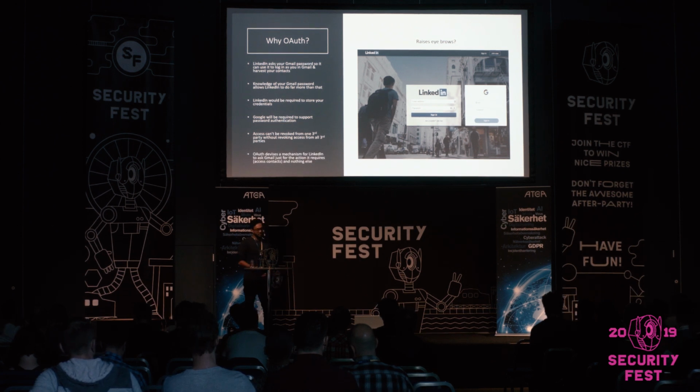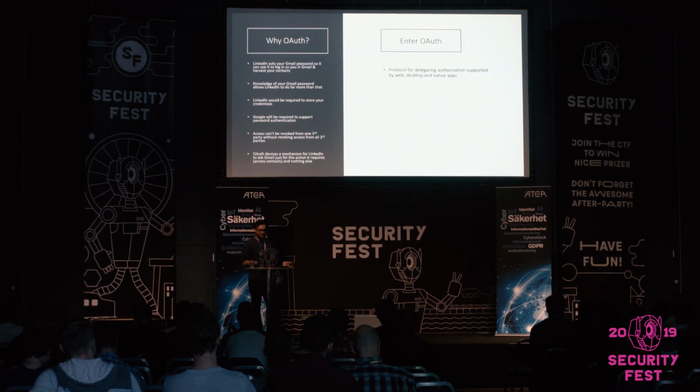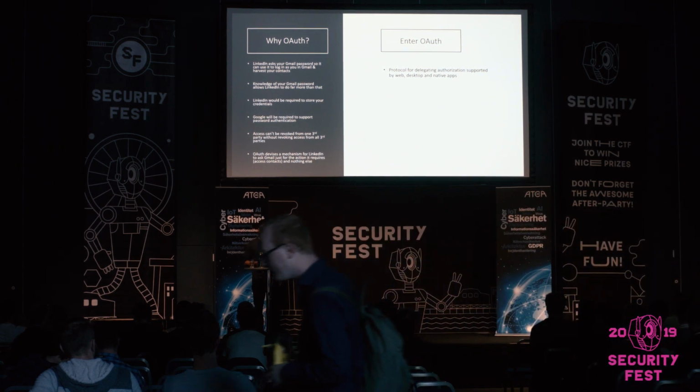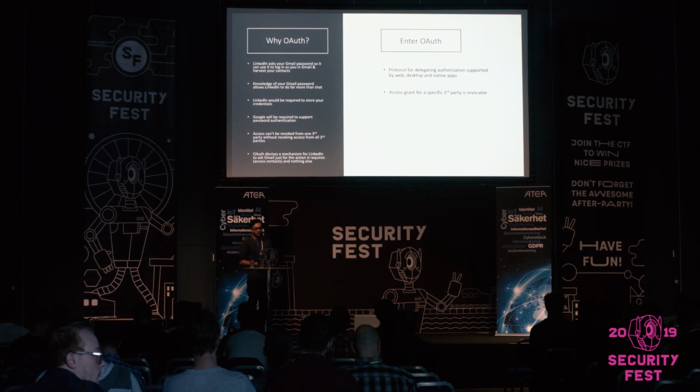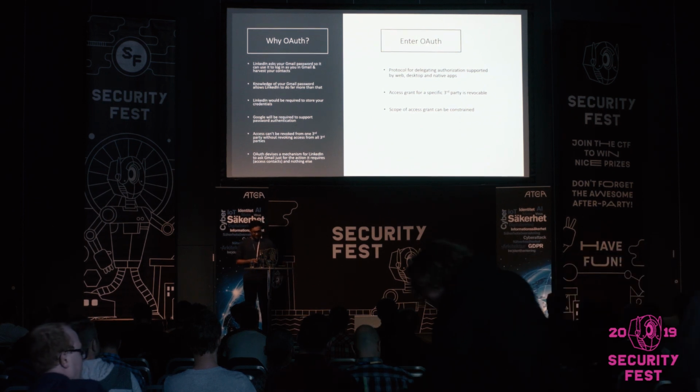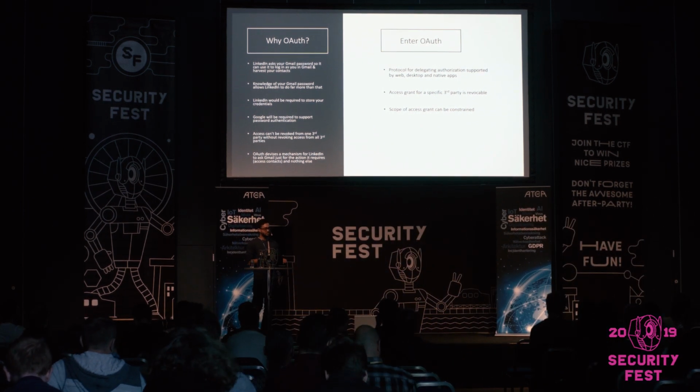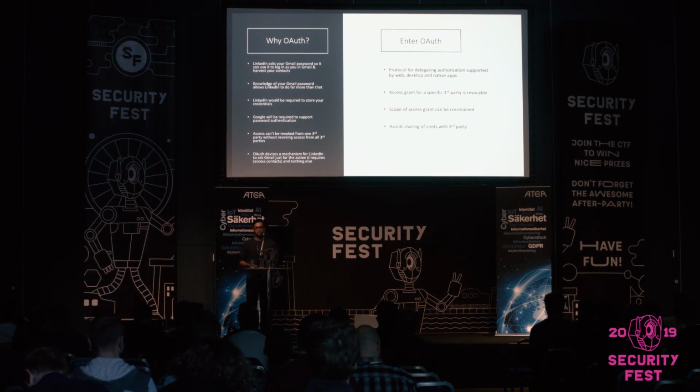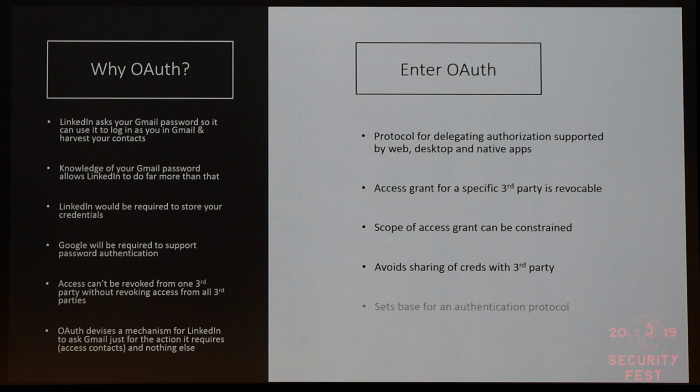So this is where OAuth came in, and it devises a mechanism for providing LinkedIn, in our case, to just access the contacts on behalf of the user from Gmail, and nothing else. So it's a protocol for delegating authorization, supported by web, mobile, and native applications. An access grant to a specific third-party application can be revoked. And the scope of access, or the permissions, can be constrained. It also avoids sharing of your credentials with the third-party application. And as I mentioned, it also sets a base for an authentication protocol called OpenID Connect.